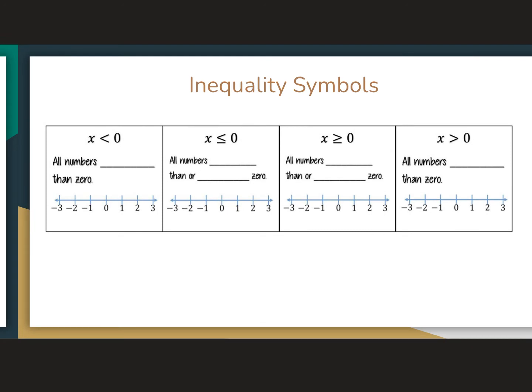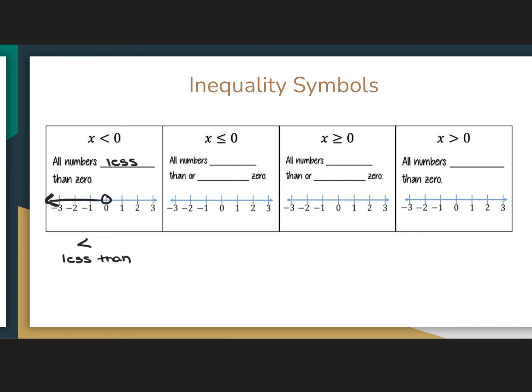So we have here where x is less than 0, so all numbers are less than 0. So this symbol is going to be less than. And when we put that on the number line, we're going to use an open circle at 0. And we want all those values that are less than 0.